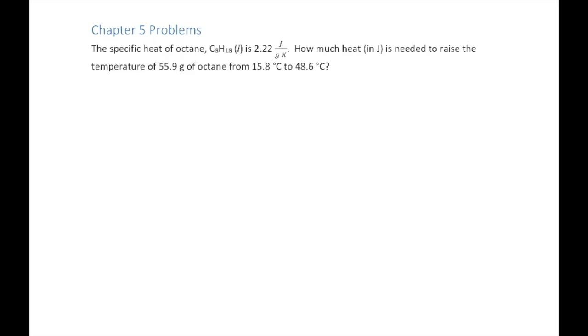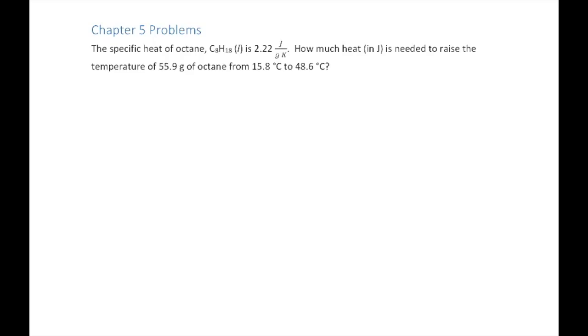Okay, welcome back to the chemistry review series. We are in Chapter 5, Thermochemistry, and we are talking about heats. We're talking about calorimetry. So this problem states the specific heat of octane is 2.22 joules per gram Kelvin.